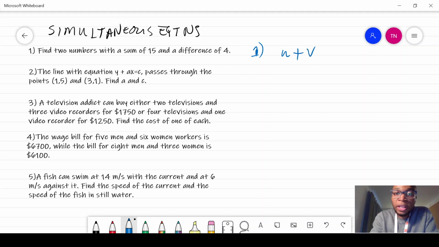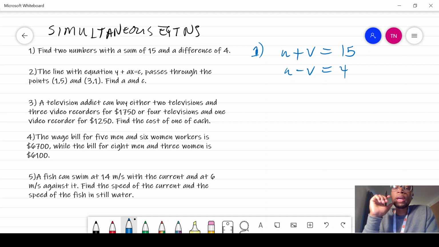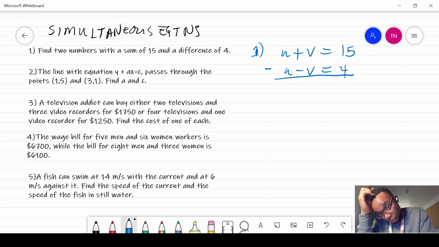So u plus v is equal to 15. That is the sum. Then the difference of these two numbers is supposed to be 4, so u minus v is equal to 4. This is a very simple equation, so we're just going to solve it by elimination, since the coefficient of u in both equations, equations 1 and 2, is the same.